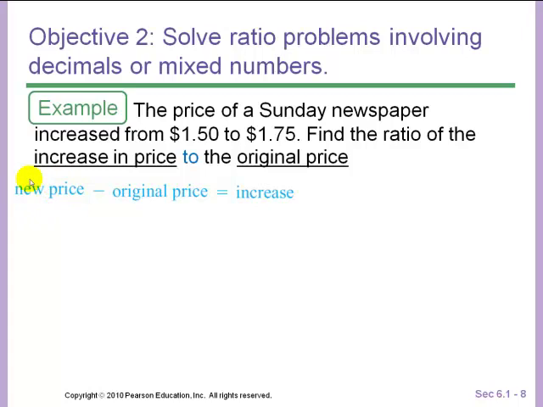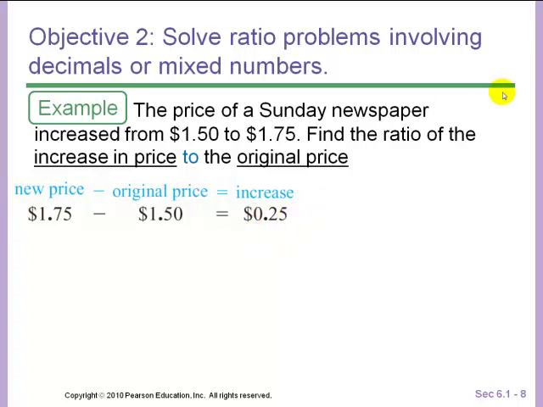So, again, when you're looking for the increase or the decrease or the change, you take your new thing minus the original thing, and that will give you the change. In this case, it's an increase. So our new price is $1.75. Our original price is $1.50. When we subtract them, you get 25 cents, or 0.25, twenty-five hundredths of a dollar.